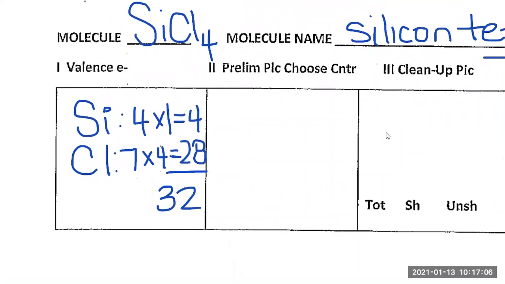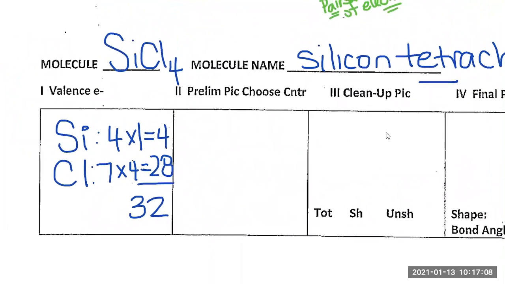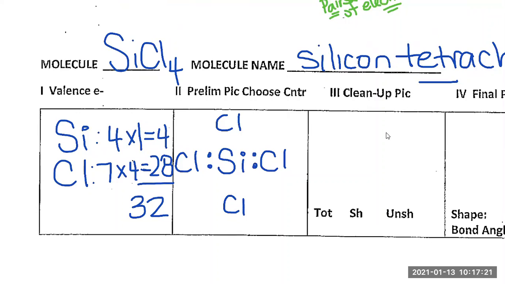So that's step 1. Step 2, our preliminary drawing. We're going to put silicon in the middle. We're going to put our chlorines around it, like this. And then we're going to connect all of our chlorines to our silicon. Now let's see how many electrons we've used up so far. That's 2, 4, 6, 8, right? That we've drawn in. So we're going to take away 8. Now we still need to put in 24.